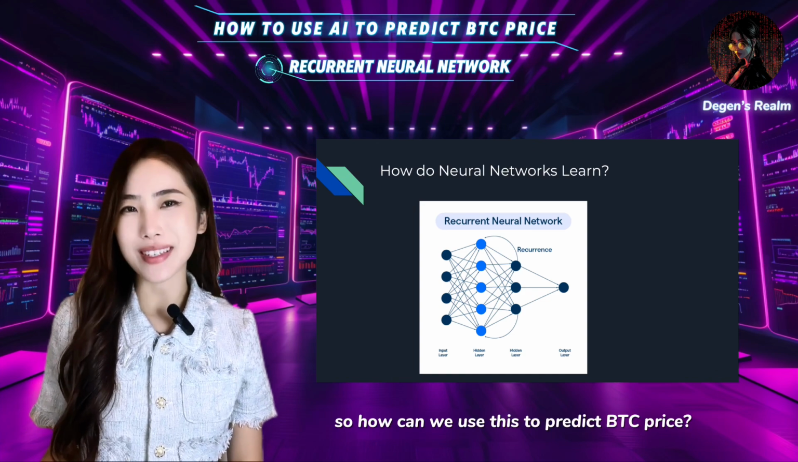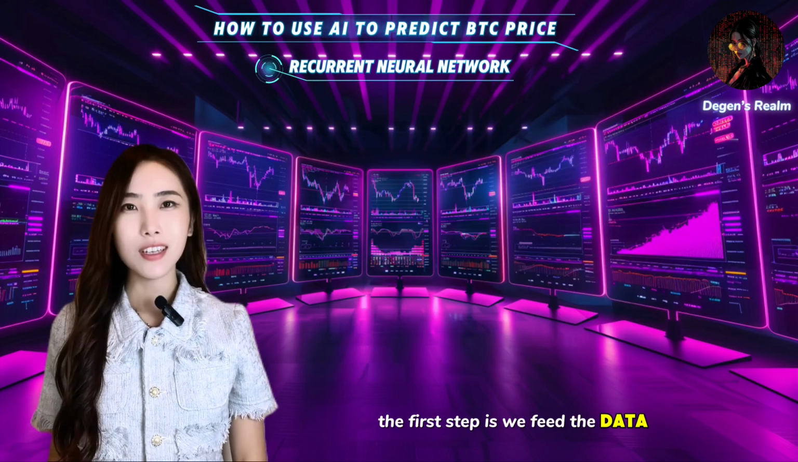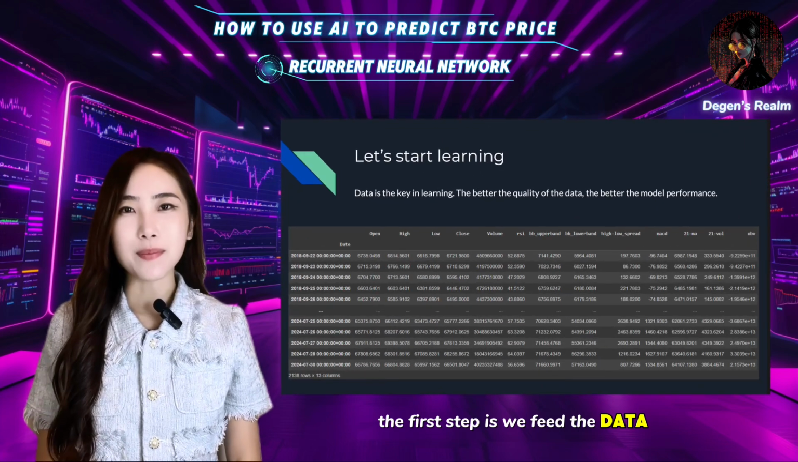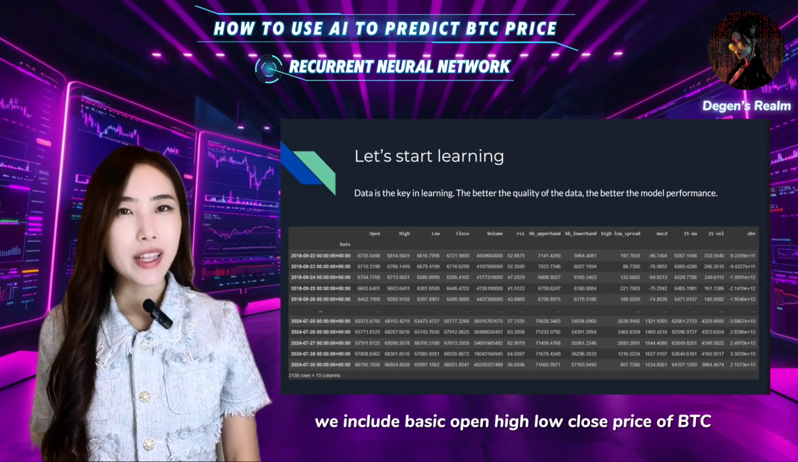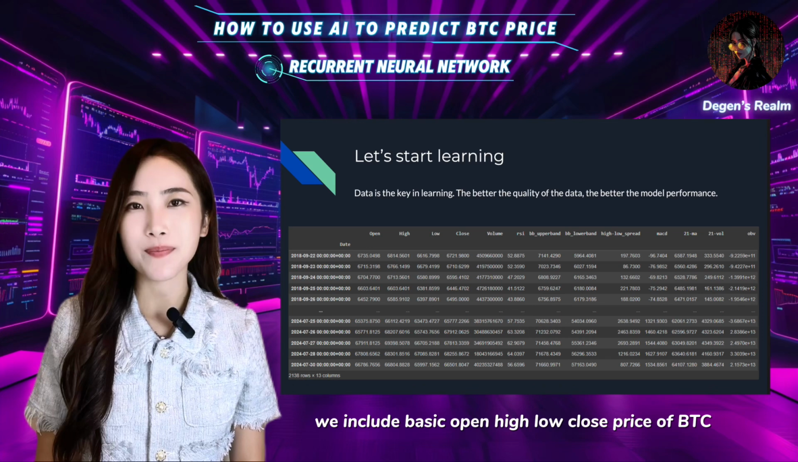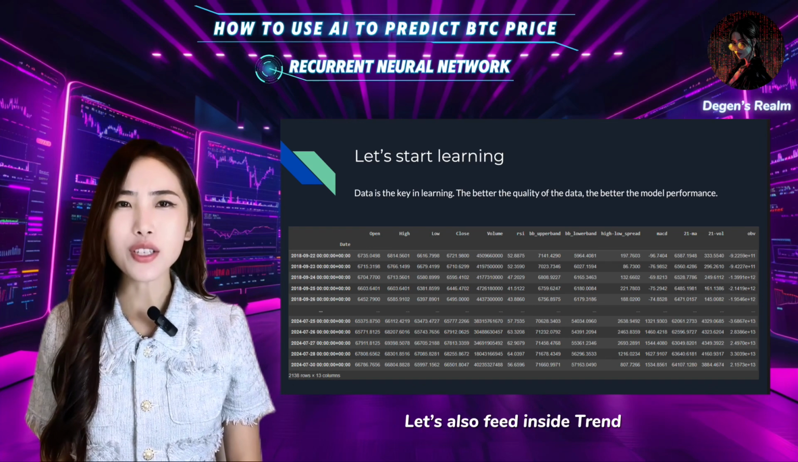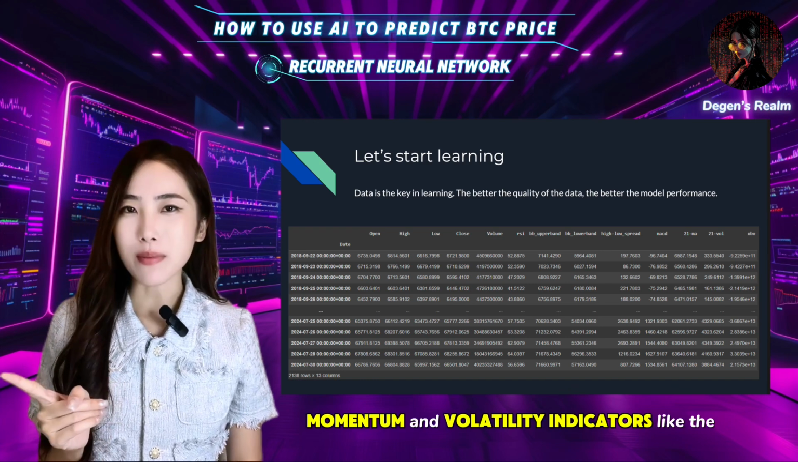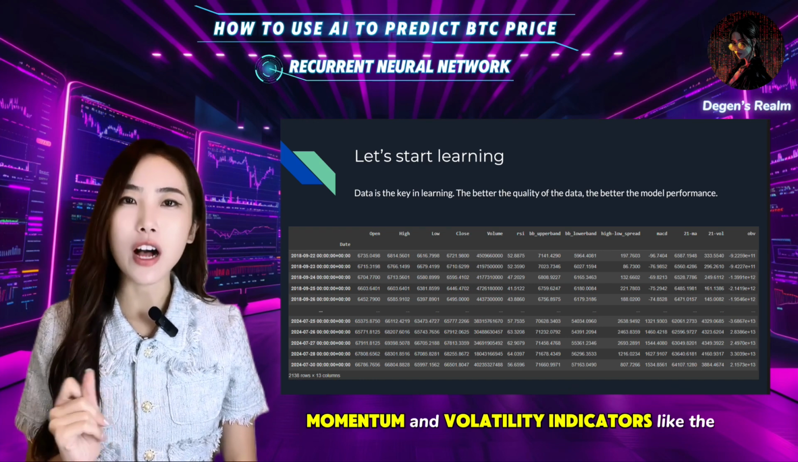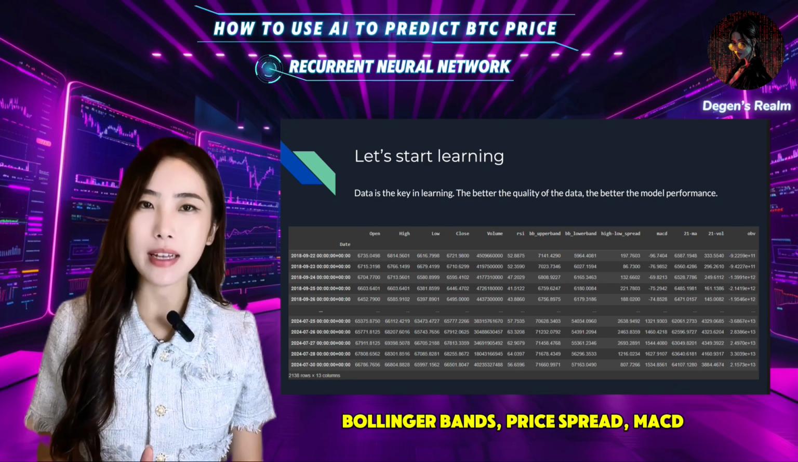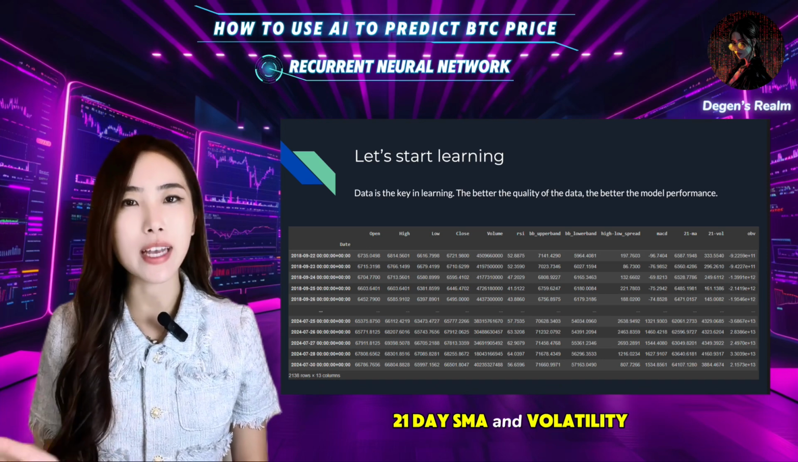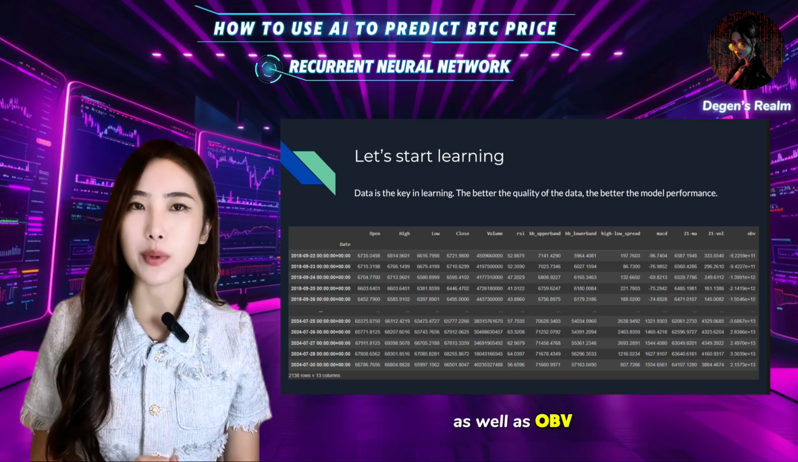So how can we use this to predict Bitcoin price? The first step is to feed the data. We include the basic open, high, low, close price of BTC. Similar to the human brain, let's also feed in trend, momentum, and volatility indicators like the volume, RSI, Bollinger Bands, price spread, MACD, 21-day SMA, and volatility, as well as OBV.